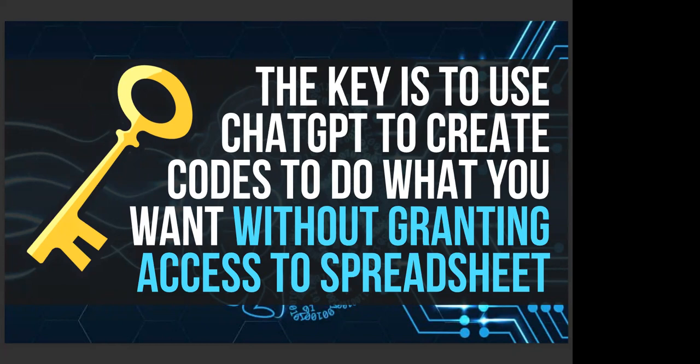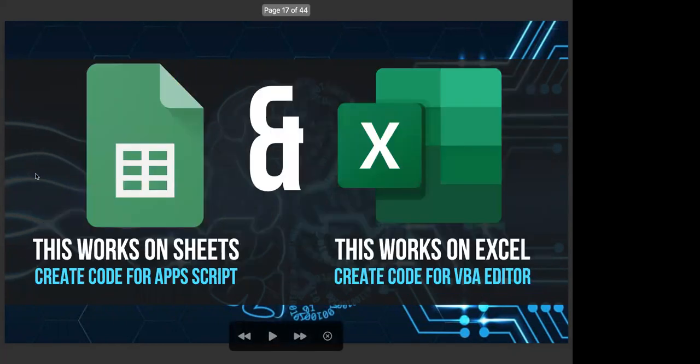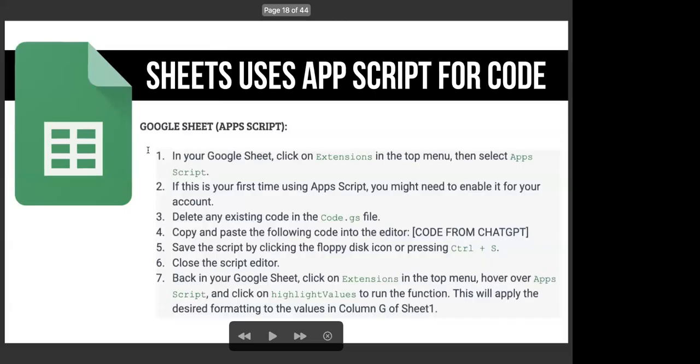If you're in Google Sheets, it's going to be in Apps Script or the script editor. And then I believe it's the VBA editor for Microsoft Excel. So that's the workaround, right? For Sheets, you're creating code for Apps Script, copying it, and pasting it in there. And for Excel, you're going to just create code for the VBA editor. This will give you the opportunity to get the code that you need in order to do the functions that you want without actually having AI ever access any of your proprietary information.